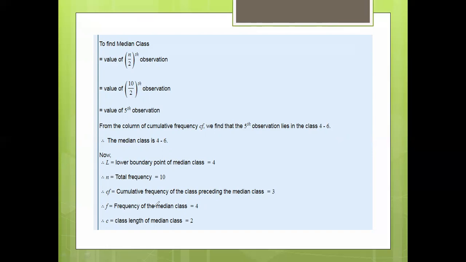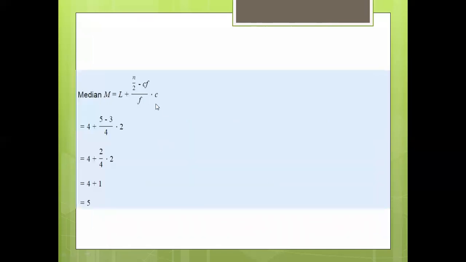जो भी क्लास इंटरवल मिला है, उसका जो भी फ्रीक्वेंसी रहेगा, that is F. Then C is what? Class length of the median class, or H. H is the difference, 6 minus 4 is 2. Next, put all these values in the formula. Then we get M is equal to L plus N by 2 minus CF upon F into C, where C is the difference, that is H. So we get what? 4 plus 5 minus 3 divided by 4 into 2.